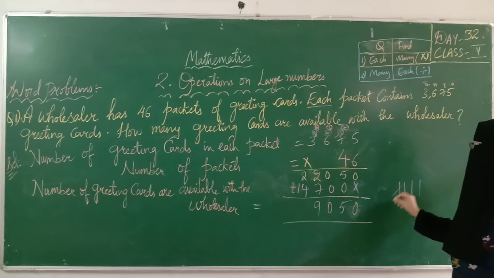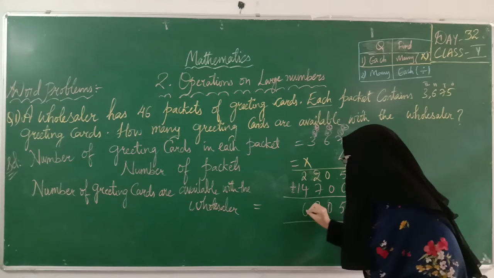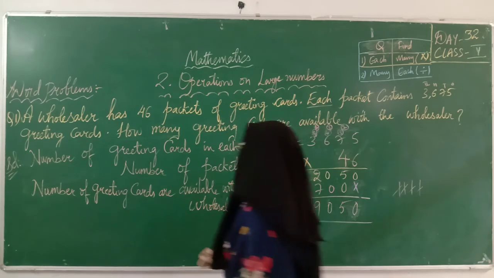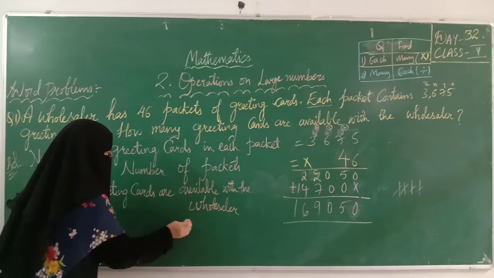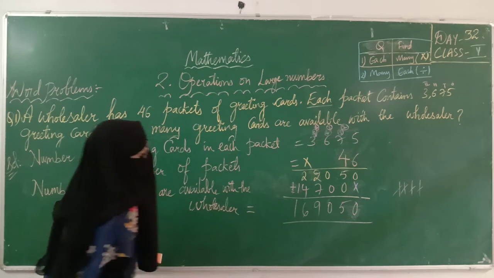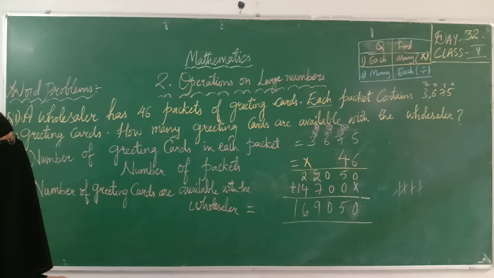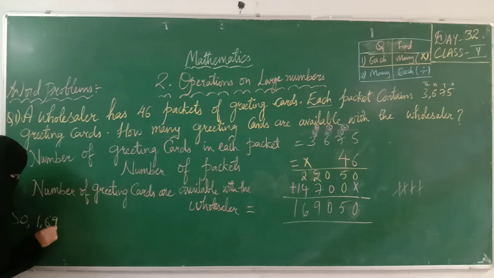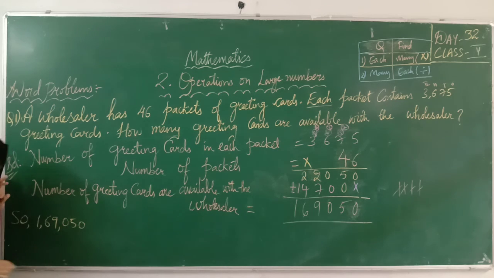6. Before 1 we are not having anything, we will write it directly. So what is our answer here? In place of this we will write the number of greeting cards available with the wholesaler is... No, 1,69,050. Or we can write one more sentence here. So 1,69,050 greeting cards are available with the wholesaler. We will write the same.